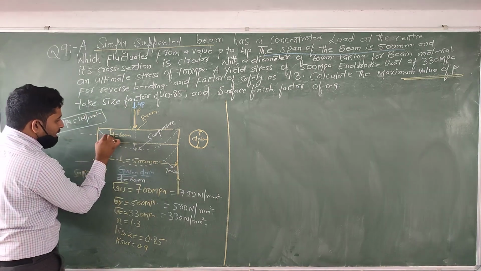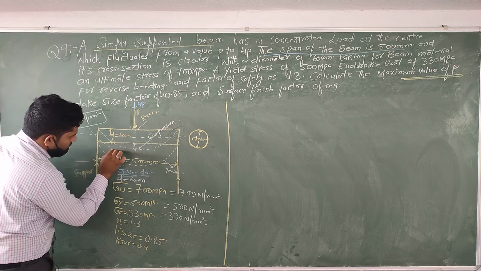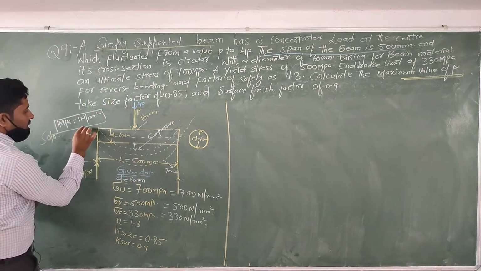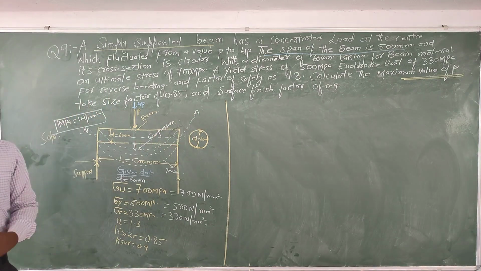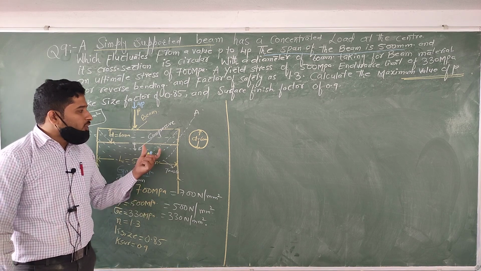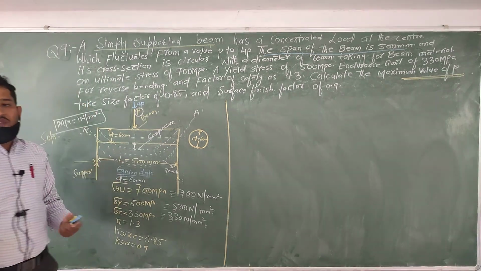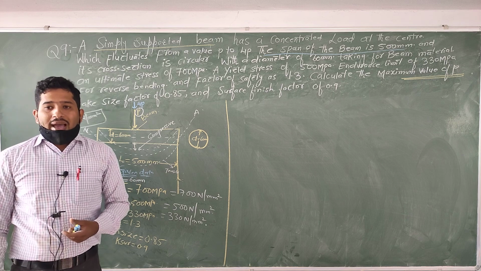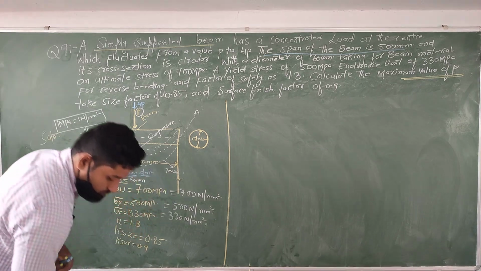And the center line we can say is the neutral axis line. It is represented by NA. Okay dear, so in this case what do we need to find out? We need to find out the value of P. The first thing we have to do here is solve for the maximum bending moment.